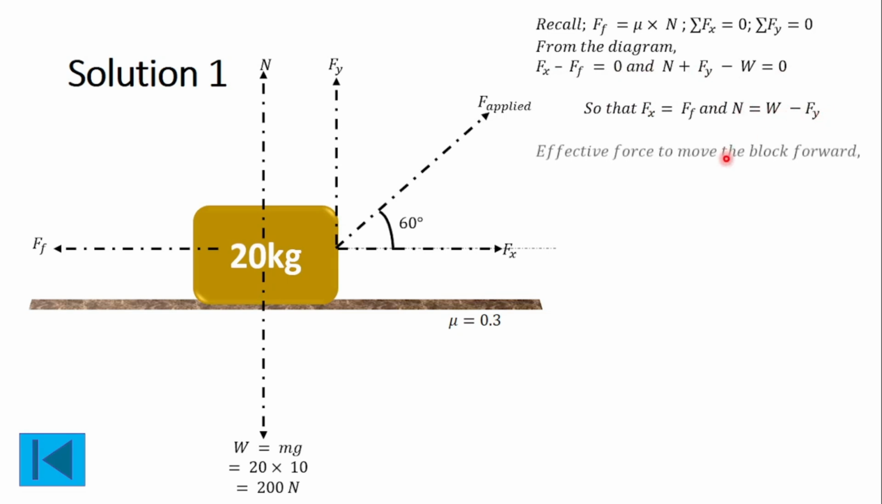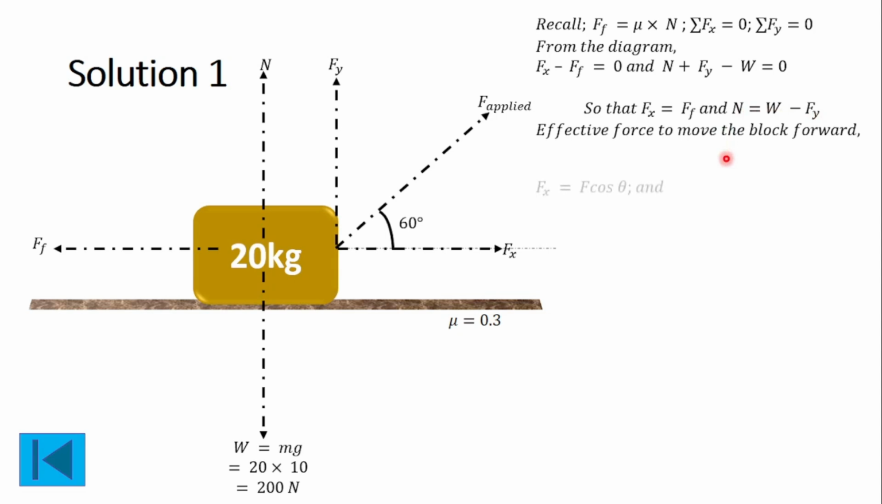Now, the effective force to move the block forward, F sub X, equals F cos theta from resolving this, and F sub Y equals F sin theta. In the triangle, sin 60 degrees is the opposite, F sub Y, over the hypotenuse F, which is the force applied. And cos 60 degrees equals the adjacent, F sub X, over the hypotenuse F. Now that we have F sub X and F sub Y, let's look at how to solve the problem.